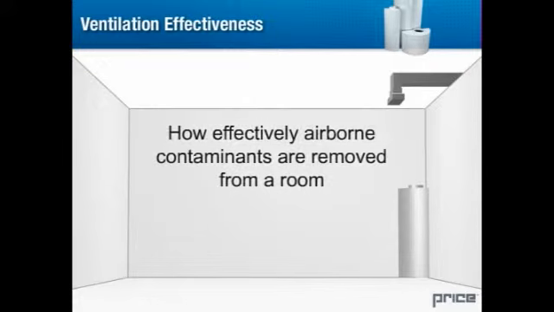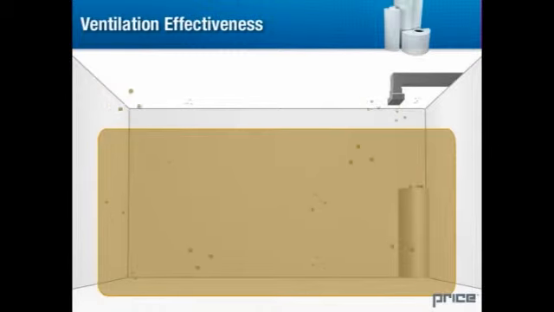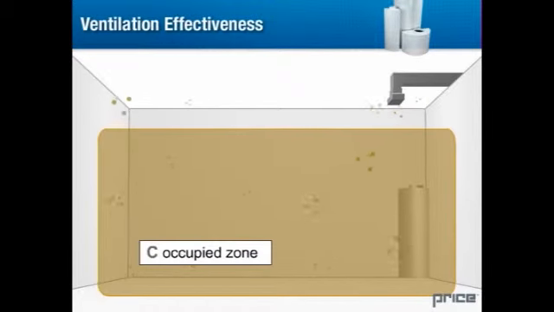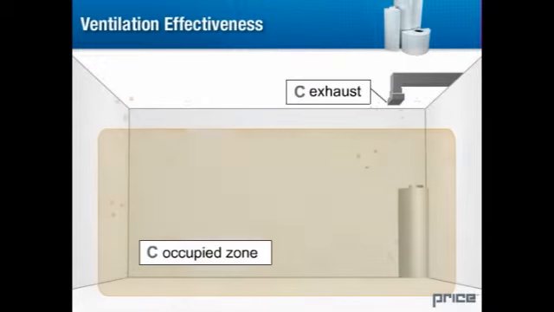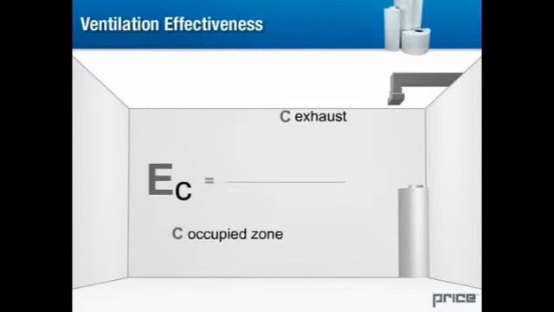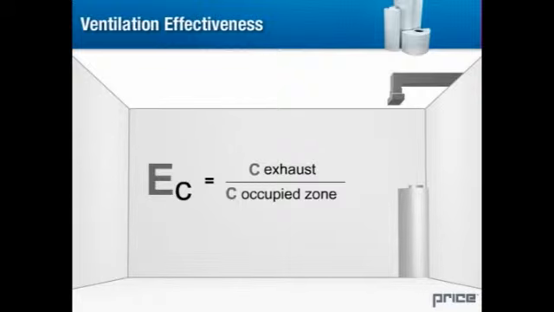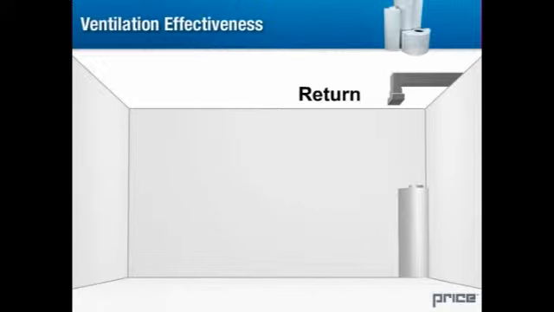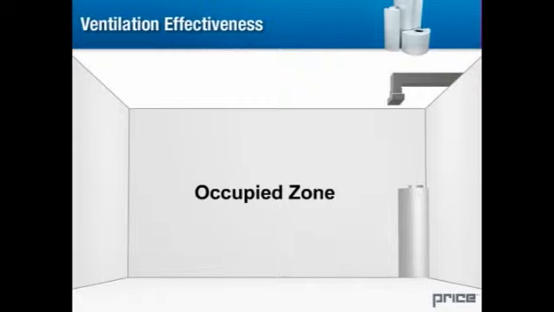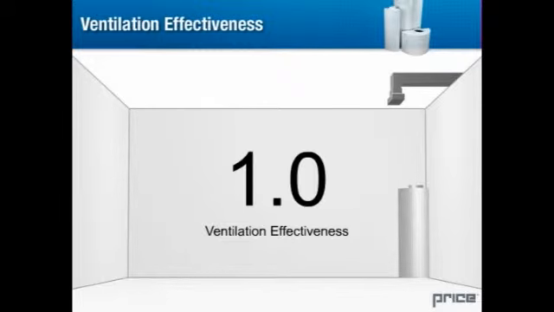Ventilation effectiveness can be defined as how effectively airborne contaminants are removed from a room. It can be determined by comparing the level of contaminants in the occupied zone to the contaminants in the exhaust leaving the room. Basically, if there are more contaminants in the return and less in the room, you have a high level of ventilation effectiveness. If the concentration of contaminants at the return is equal to the concentration of contaminants in the occupied zone, the ventilation effectiveness equals 1.